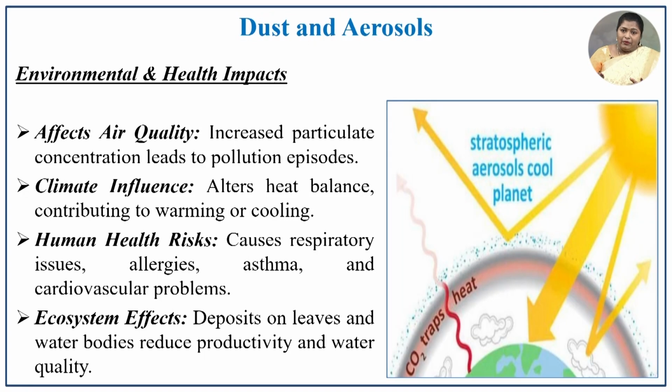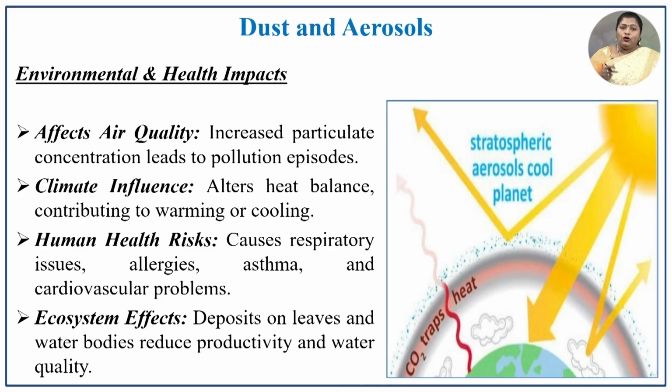Next is the climate influence. How does it alter the climate? It alters the climate by the heating balance, and it also contributes to the warming or cooling of the atmosphere as well as the earth's surface. The next one is human health, how it is affected. Respiratory diseases such as respiratory issues, allergies, asthma, and then cardiovascular problems occur as a result of this dust and aerosols.